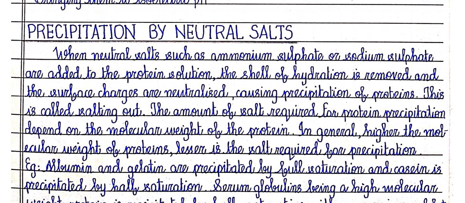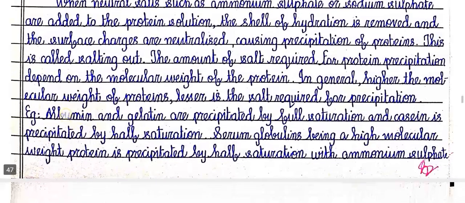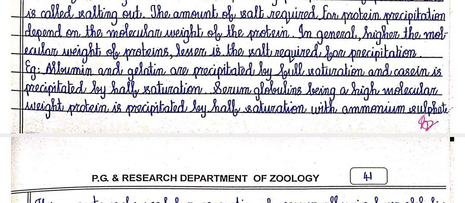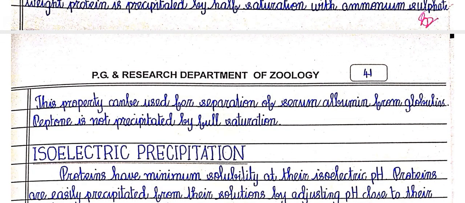The amount of salt required for protein precipitation depends on the molecular weight of the protein. In general, the higher the molecular weight of proteins, the lesser the salt required for precipitation. Albumin and gelatin are precipitated by full saturation, and casein is precipitated by full saturation. Serum globulin, being a high molecular weight protein, is precipitated by half saturation with ammonium sulfate. This property can be used for separation of serum albumin from globulins. Peptone is not precipitated by full saturation.